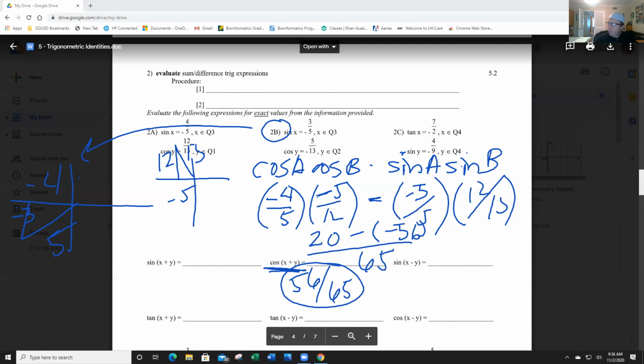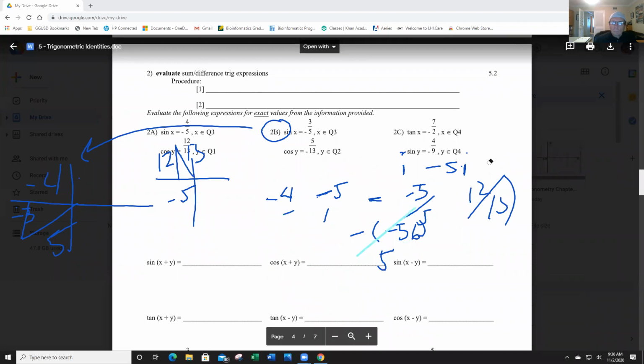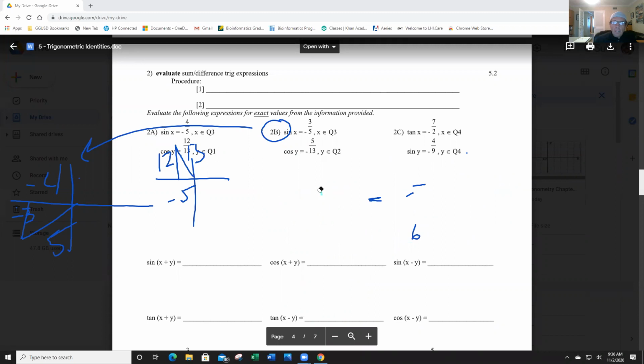That's cosine x plus y, or a plus b. All right, so let me erase a few things here, and let me do the tangent of x minus y. Okay, so for tangent x minus y, we need to get that formula, or tangent a minus b.